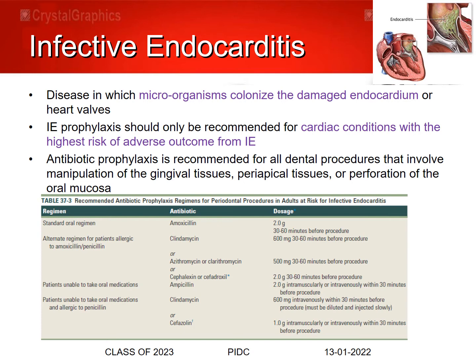So the standard regimen is amoxicillin 2 grams 30 to 60 minutes before the procedure. If he is allergic, then clindamycin, azithromycin, or cephalexin can be used. If he is unable to take oral medications, he can be given ampicillin IM or IV. If unable to take oral medications and allergic to penicillin, you can give clindamycin or cefazolin.